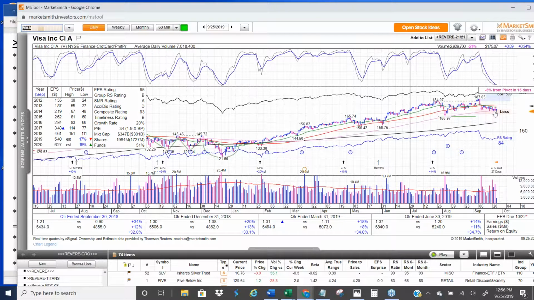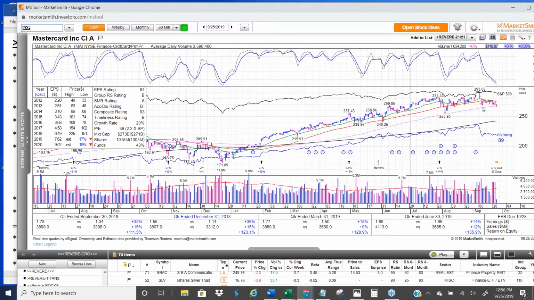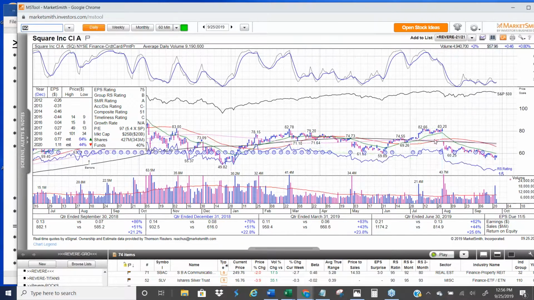Visa, MasterCard can't get above the declining 21. American Express can't get back above the declining 21. And Square's in the sector too. Square got hit even harder sooner. You can see that the Square and the PayPal gap down happened about the same time, unable to get back above the declining 21-day exponential moving average. So PAGS is in that group, and that's what it is. You've got the market, you've got sectors, and then you've got stocks within the sectors.